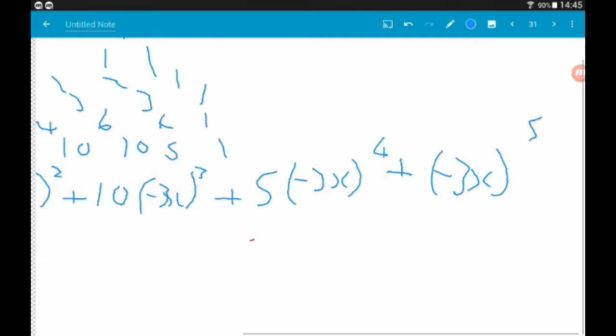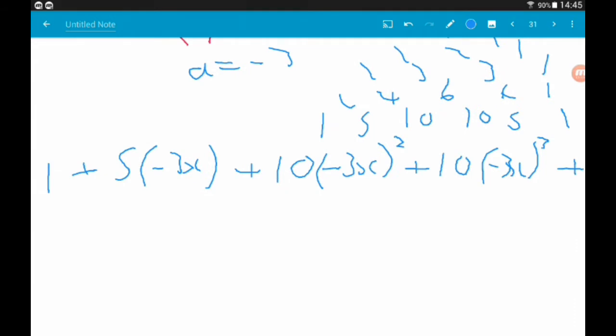So now let's go through and simplify that. So we've got the 1. Then we've got plus 5 lots of minus 3x. 5 times minus 3 is minus 15x. Then we've got plus 10 lots of minus 3x all squared. Now minus 3x squared is positive 9x squared. So we've got 10 times 9x squared. So we've got plus 90x squared.